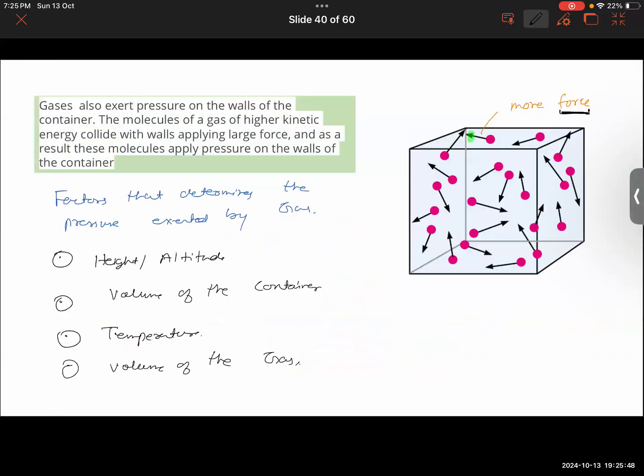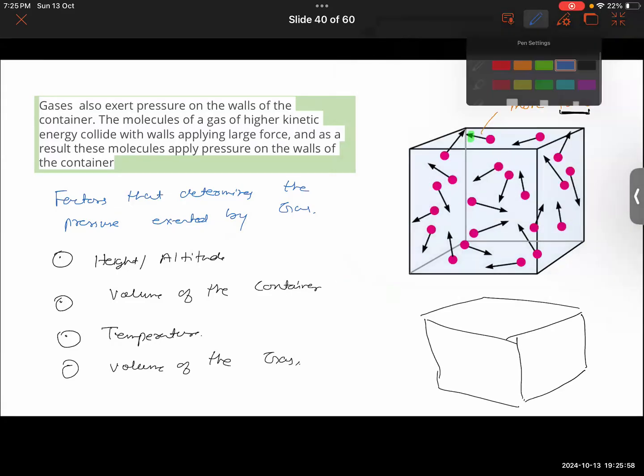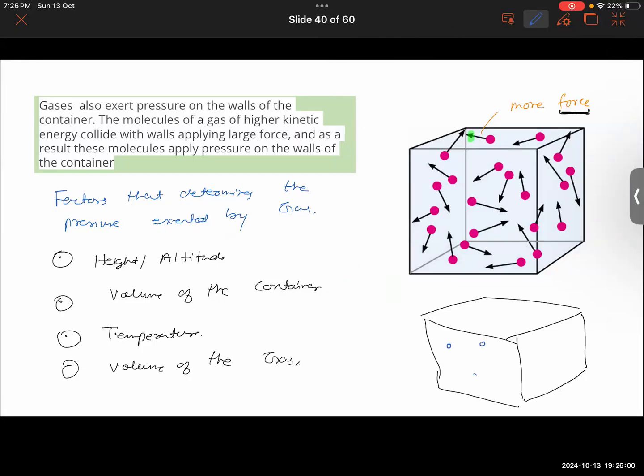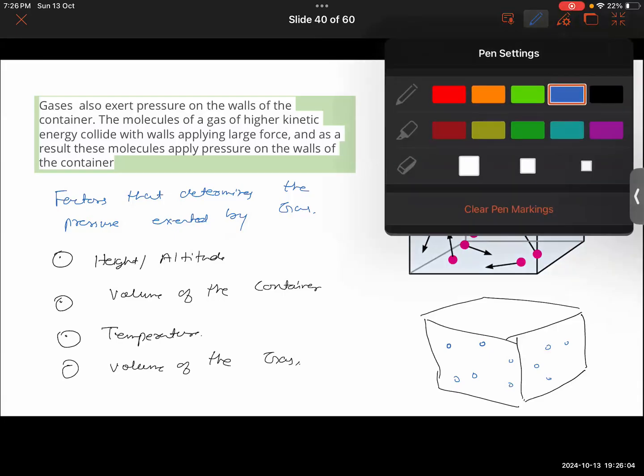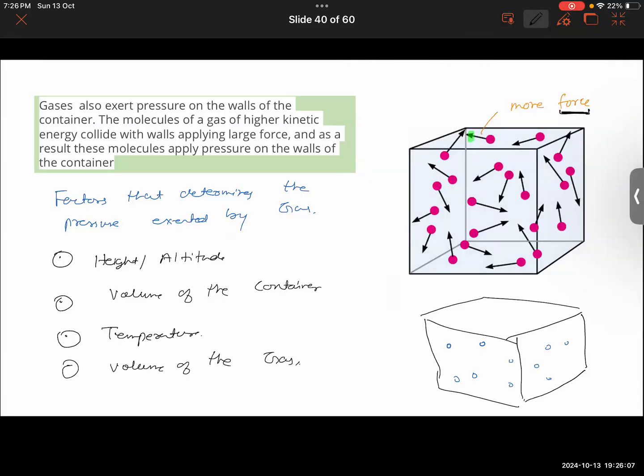Just think about this box here. If you have a similar box, both of them have the same dimensions, but in this one, let us say these are the number of atom particles here. So which one will have more pressure? In this box, will the air pressure be more, or will the air pressure be more in the second one?